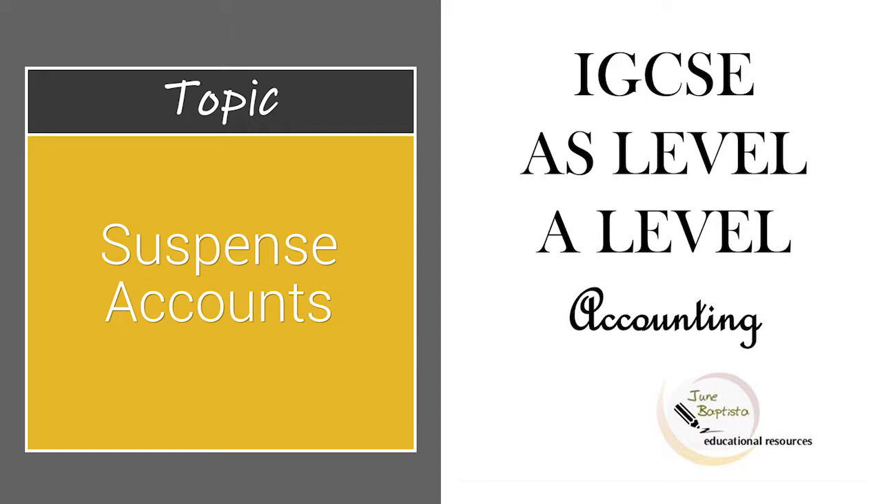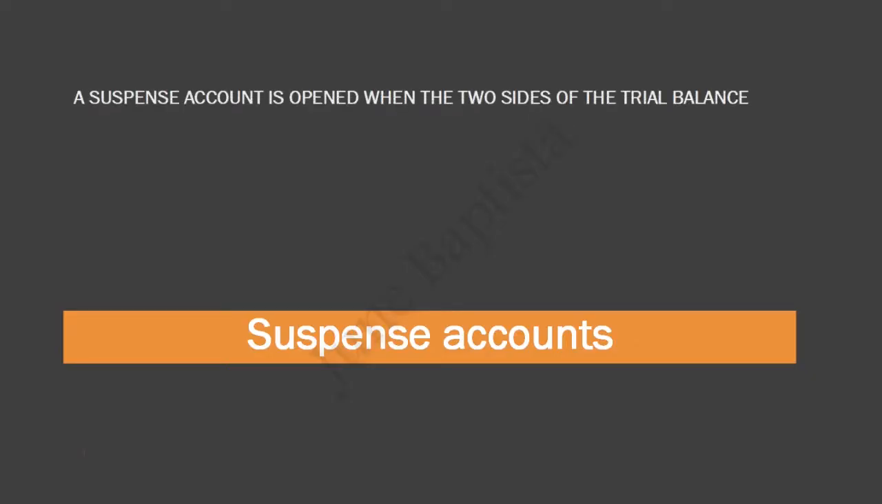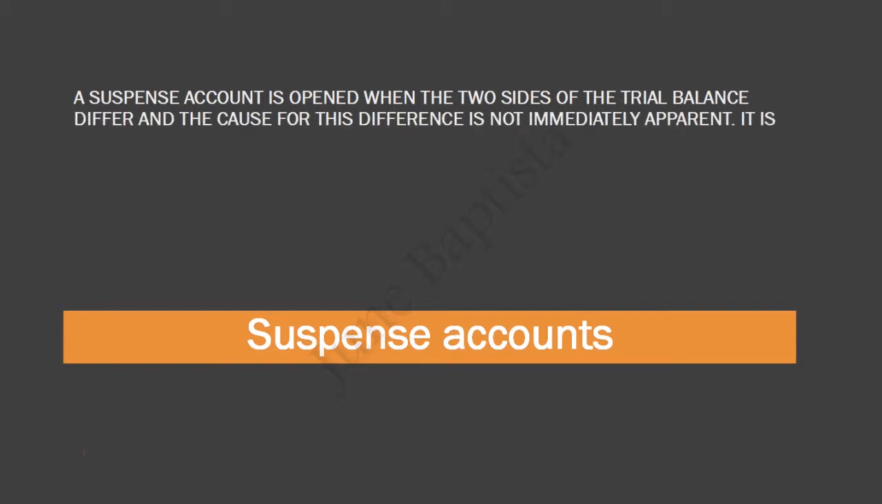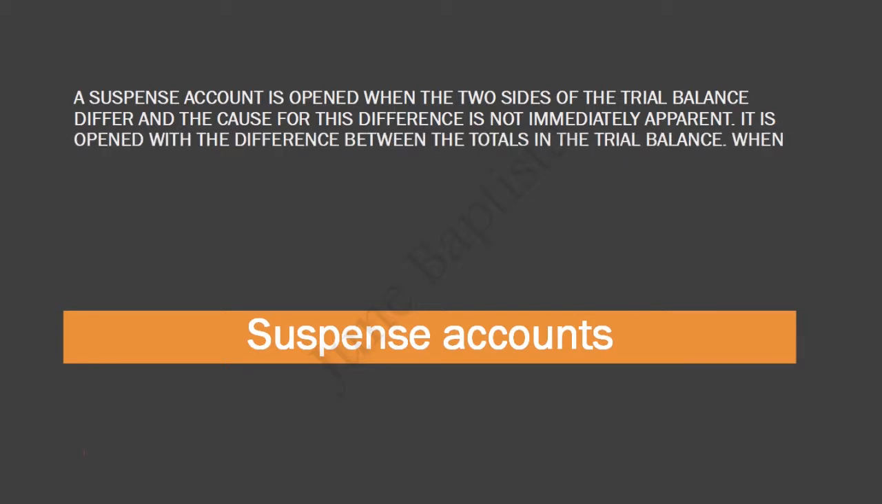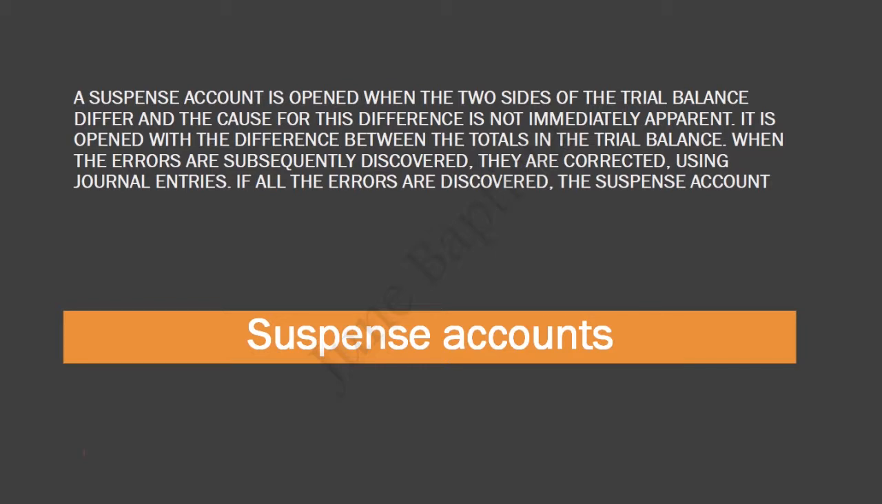Suspense accounts. A suspense account is opened when the two sides of the trial balance differ and the cause for this difference is not immediately apparent. It is opened with the difference between the totals in the trial balance. When the errors are subsequently discovered, they are corrected using journal entries. If all the errors are discovered, the suspense account will close when these journal entries are passed.